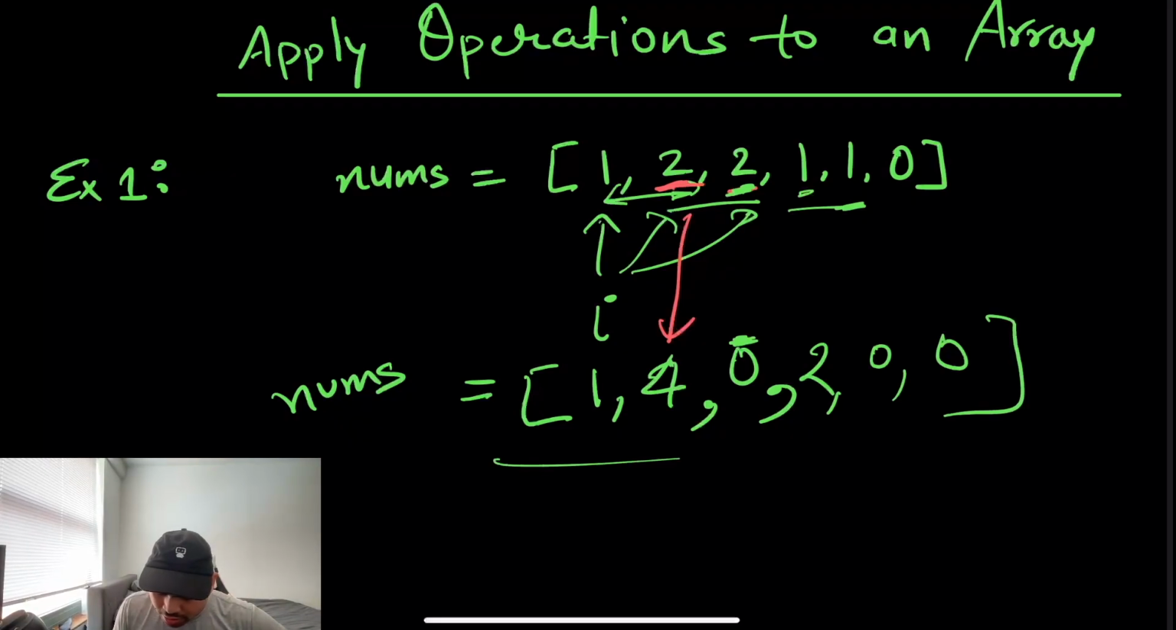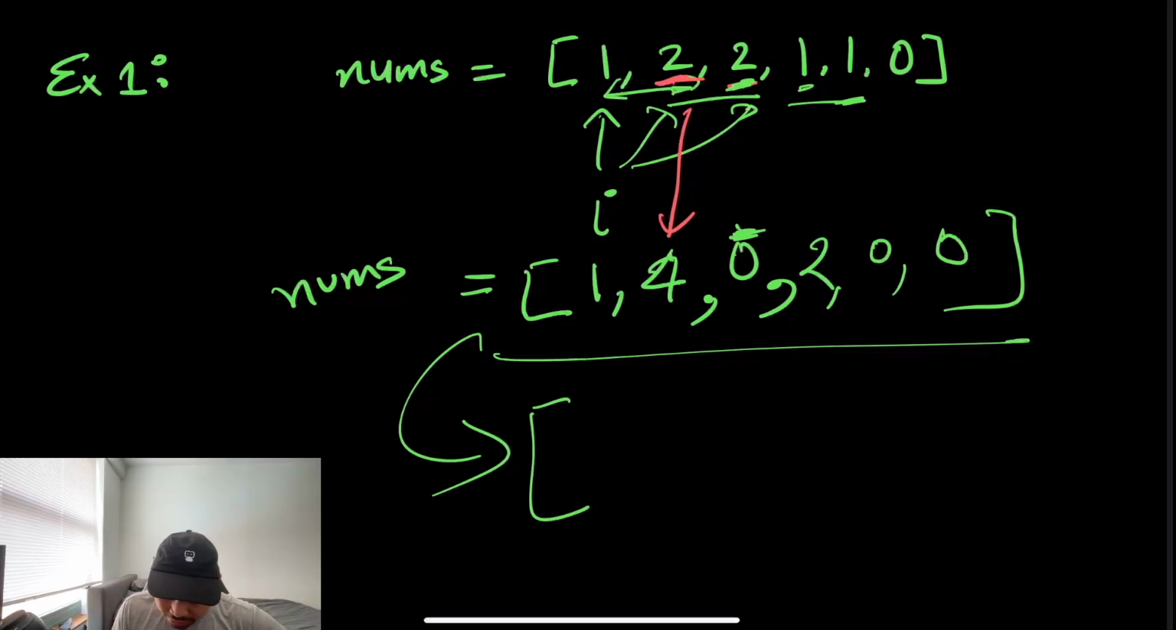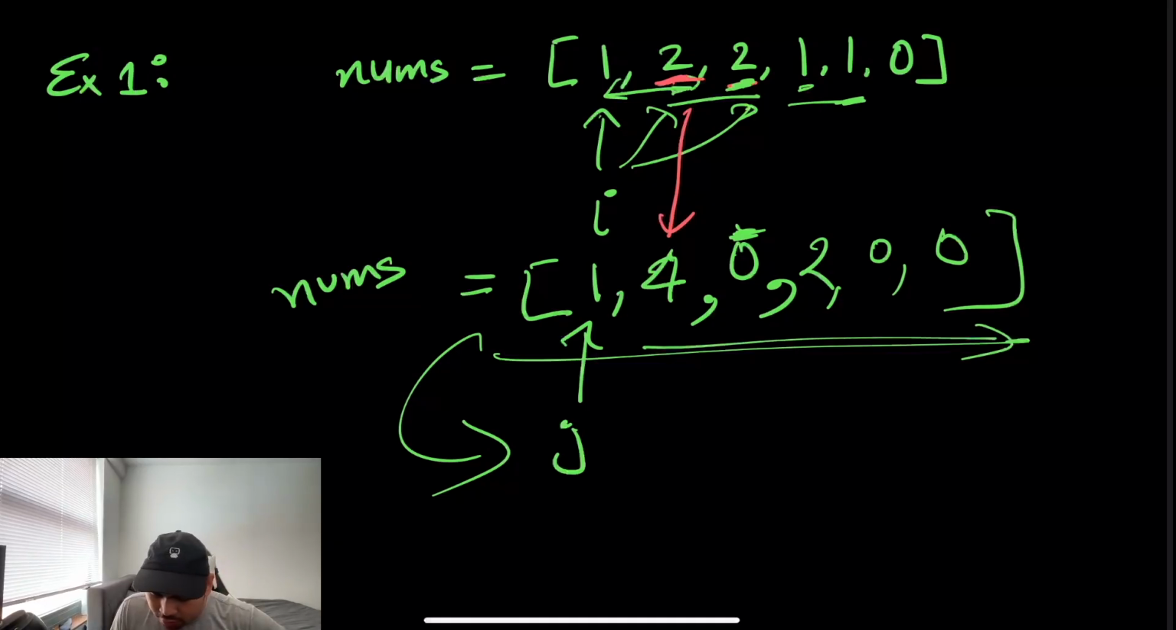All right, now this is not the final answer. This needs to be turned into moving all the zeros to the back. So 1, 4, move this 0. So what we will really do is have a pointer, let's call it j, pointing at the beginning, and then we iterate over the entire array, and whenever we come across something non-zero, we just place that onto the jth position.